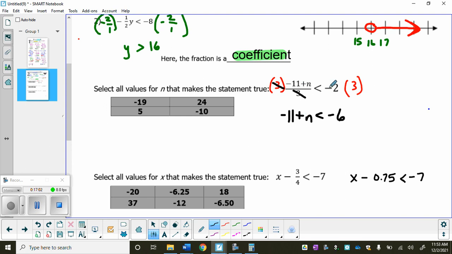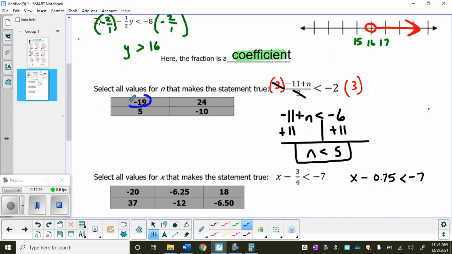And on this side, a -2 times 3 is a -6. Now I'm going to add my 11 from this side, and I'm going to add my 11 here. Now -6 plus 11 is +5. I do not need to flip the symbol at any point. So now what we're saying, y'all, is n can be anything as long as it's less than 5. So over here, let's go pick the stuff that's less than 5.